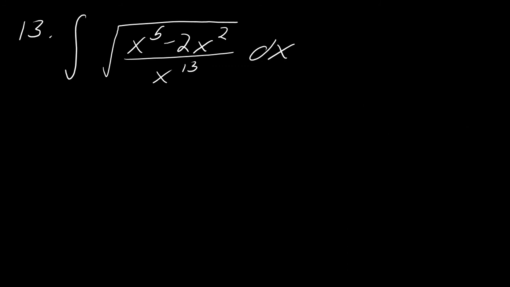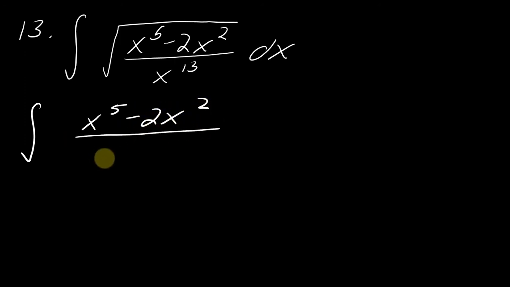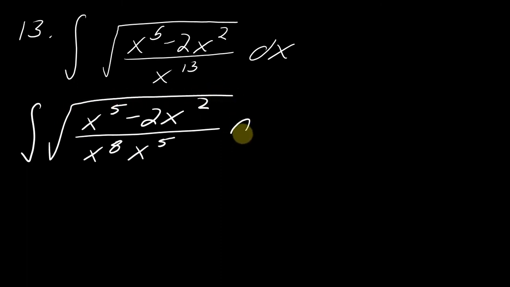Okay, so I'm going to break this down. I'm going to rewrite this as x to the 5th minus 2x squared. But then this x to the 13th, I'm going to break up as x to the 8th and x to the 5th. So all I've done is split up this denominator. But what that's going to allow me to do is I can actually go ahead and evaluate this part right here. This is the square root. This is the only part of this square root that I want to evaluate. So in doing that, what is the square root of x to the 8th?